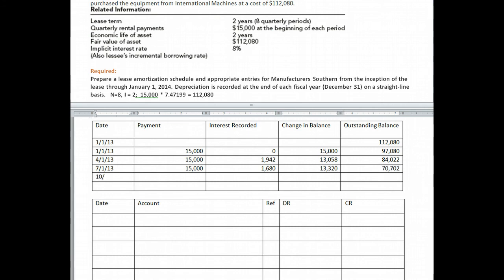Our next payment would be October 1st of 2013, be $15,000. Interest should be $1,414, again $70,702 times 2%. Reduction of balance would be $13,586, bringing us to $57,116. Now let's do one more just for the fun of it, and that would be January 1st, 2014.